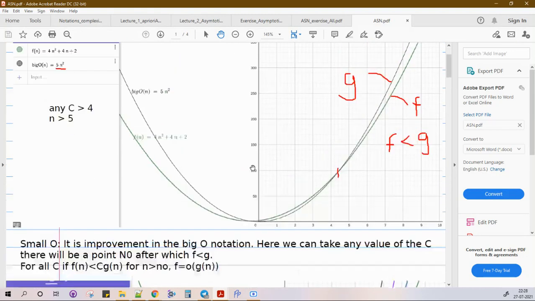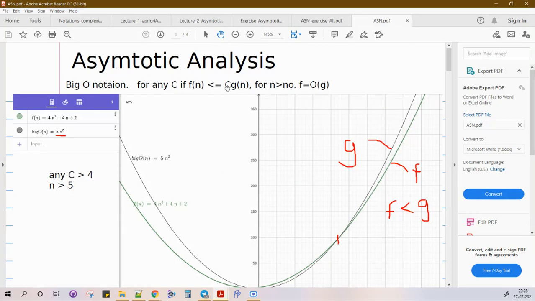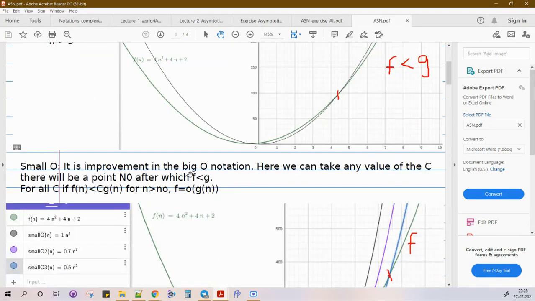Okay, no problem, there is no issue. See, here I have written f of n less or equal to c into g of n, correct? This is the definition for small o. So small o is nothing but the small improvement in the big O notation. And what is that improvement? You can take any value of c, right?